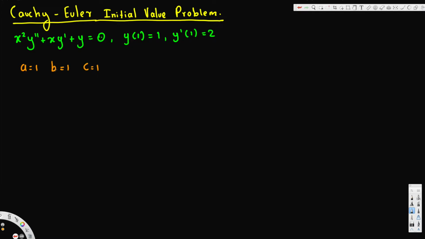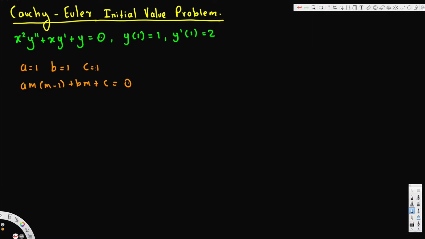Okay, we have a 1, b 1, c 1, so we have to put it in an arbitrary equation that looks like this: a m(m minus 1) plus b m plus c. So this is our characteristic equation. In this one we have to plug in the a, b, c values and figure out whether it's giving distinct real roots, equal real roots, or a complex number. Based on that, our solution is going to differ. Now let's see what we get from this.